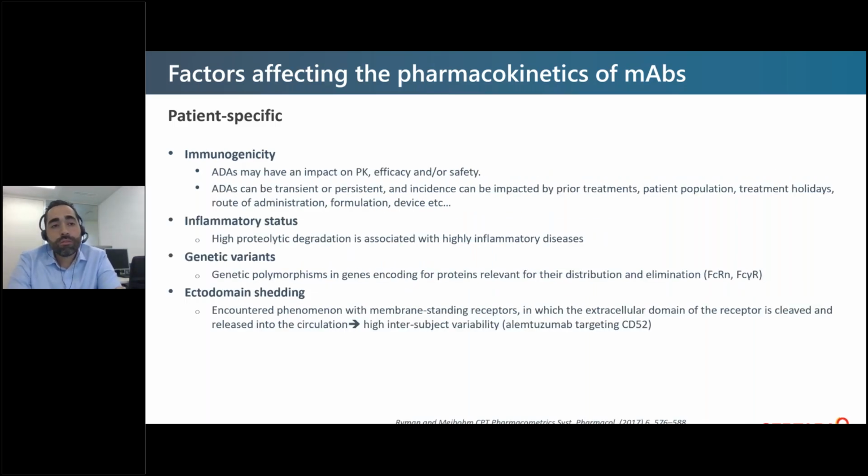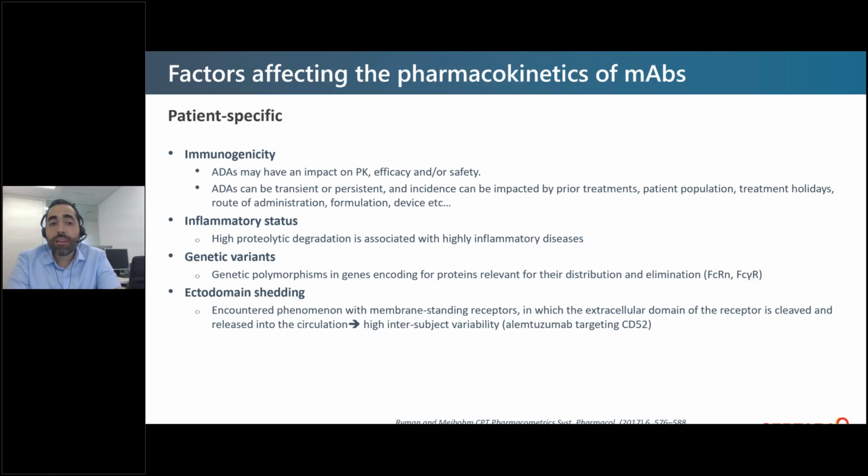The other important variability factor related to the patients is immunogenicity. We saw that the ADA may have an impact on the clearance, so this will be translated by differences in PK, but these differences in PK could also be translated by differences in efficacy and sometimes differences in safety profiles. What is complex with the ADA is that it can be transient, can be persistent, and the incidence can also be impacted by several factors, which will increase the intersubject variability.